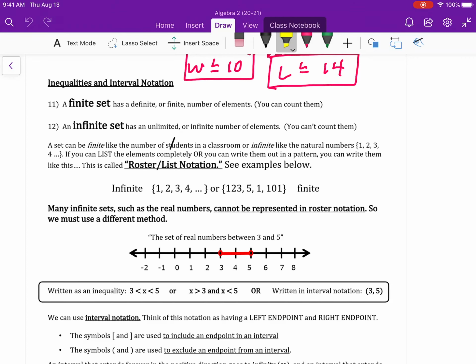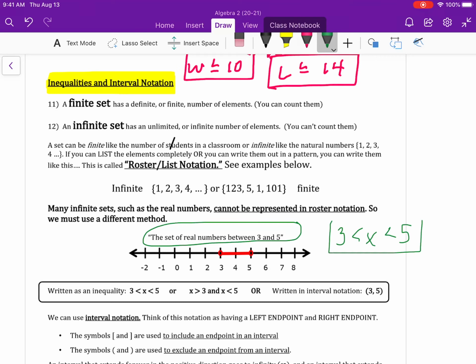All right, ladies and gentlemen, today we're going to be talking about something called interval notation. It kind of goes with inequalities, so I'm going to show you an example. If I ever said, tell me the numbers between 3 and 5, you obviously can't list those numbers, right? You would have to say x is going to be less than 5 but also greater than 3. This is how you would put that in interval notation, right?